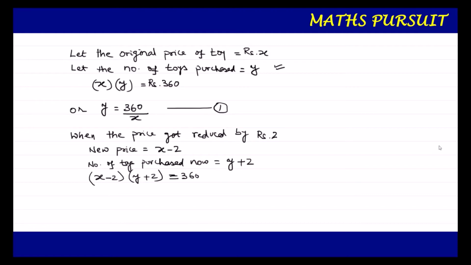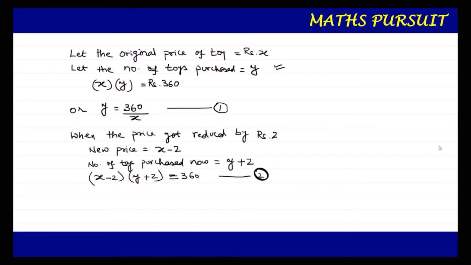Hope guys, till here we are very clear. This is what we got. This is the reduced price, and this is the extra 2 toys this person is purchasing with the same amount of Rs.360. Now let us replace the value of Y from equation number 1. Let us name this one as equation number 2.